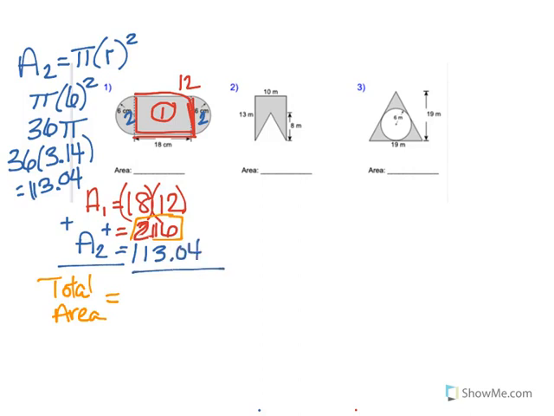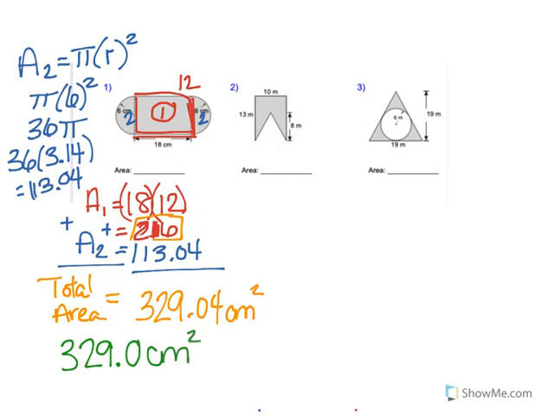So if we add that, 113.04 plus 216, that just got really sloppy, sorry, should give us the total area of 329.04 square centimeters. Now on the quiz I ask that you round to the nearest tenth, and so technically this would be 329.0 square centimeters. And that is for question 1 on this review worksheet.